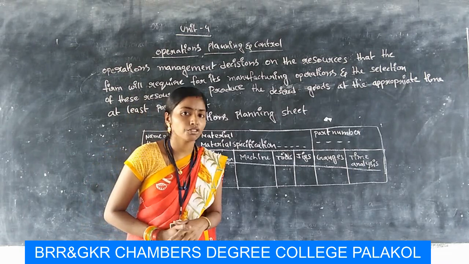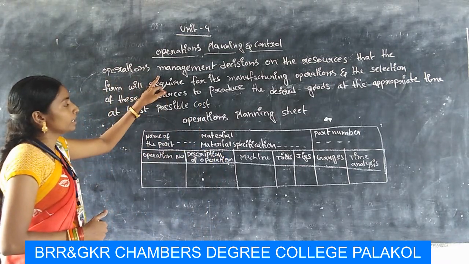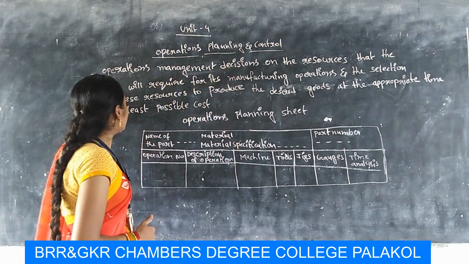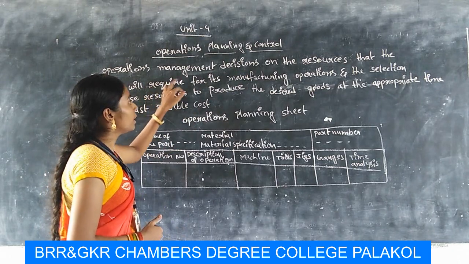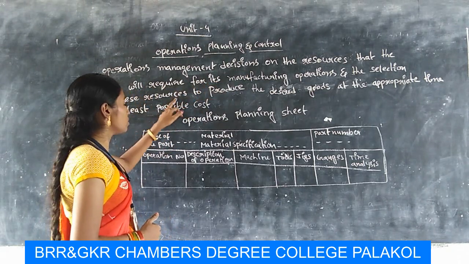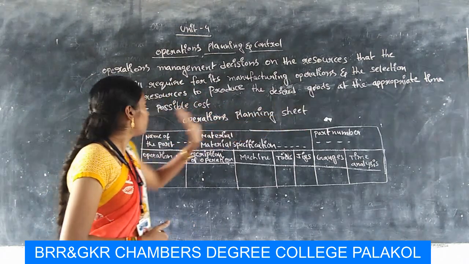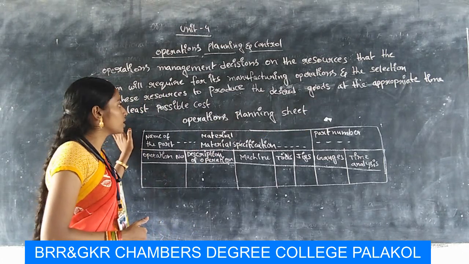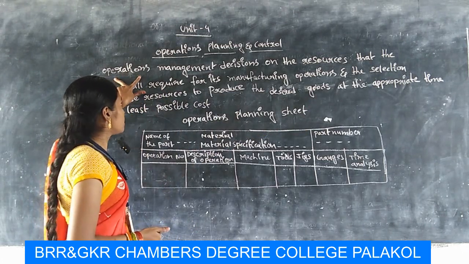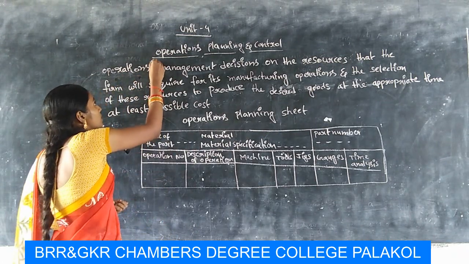So the definition of operations planning is: operations management decisions on the resources that the firm will require for its manufacturing operations, and the selection of these resources to produce the goods at the appropriate time at least possible cost. Once again, operations planning.